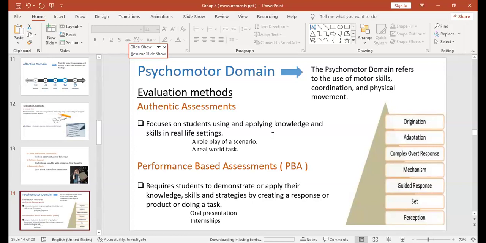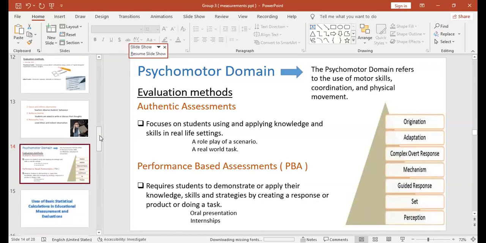On the other side, you can see the classification. You can see some parts: originating, adaptation, complex overt response, mechanism, guided response, set, and perception. That's about the domains of learning.